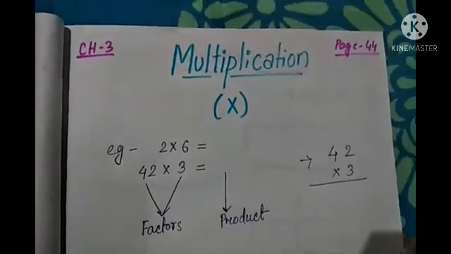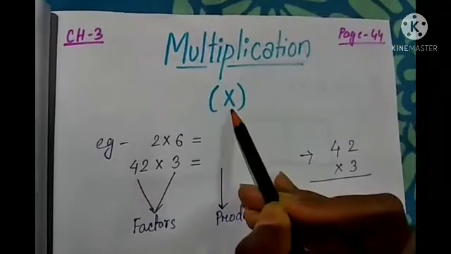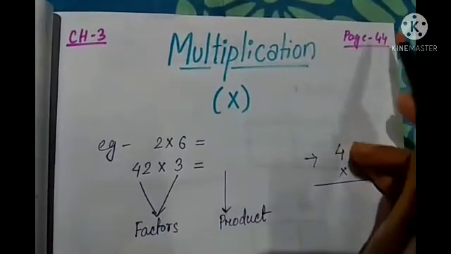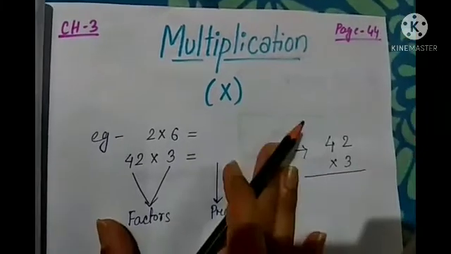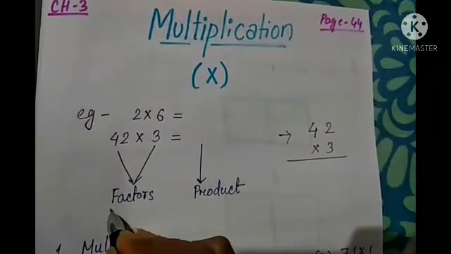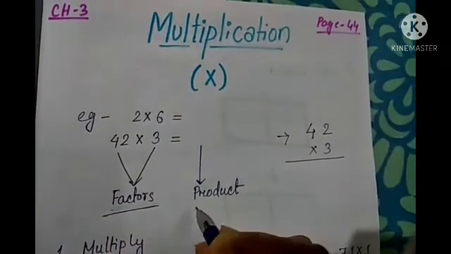Our topic is multiplication, as you know, and the symbol you already know, right? This is the symbol for multiplication. This is on page number 44. Okay, so let's start the video. Students, I think you can see these two terms. One is called factor, another one is called product.